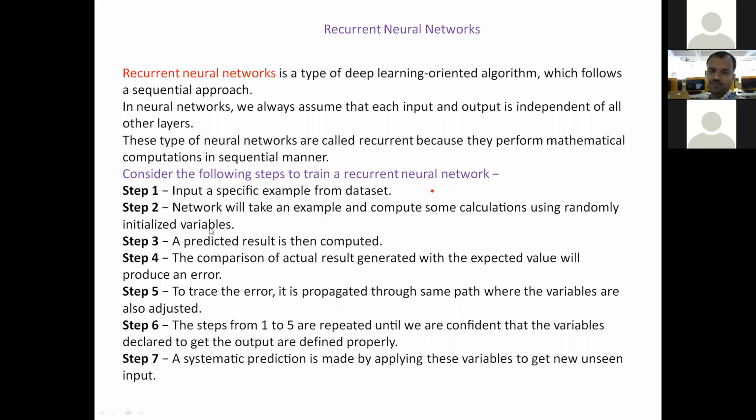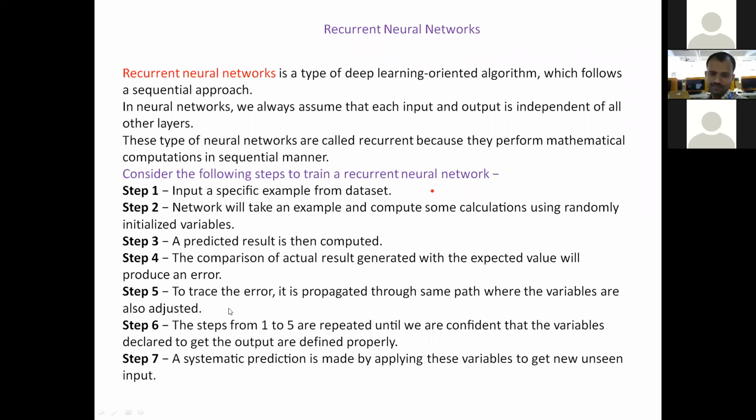Step 2: the network will take that example and compute some calculations using randomly initialized variables. The neural network you are training takes that example, performs calculations based on the randomly initialized variables, and a predicted result is obtained. That predicted result and the actual result we need to compare, so definitely there will be an error. That is step 4: we compare the predicted result and the actual result, and then we get an error.